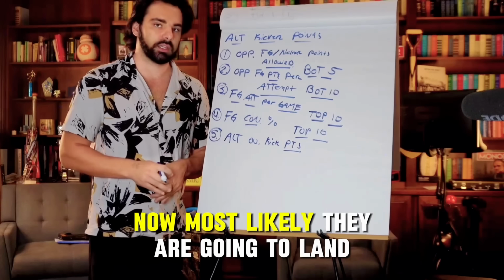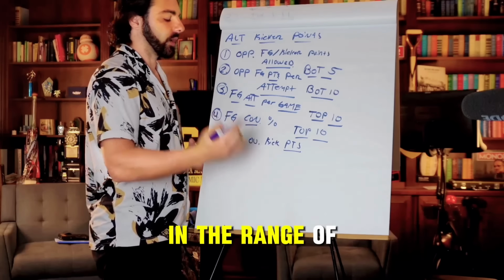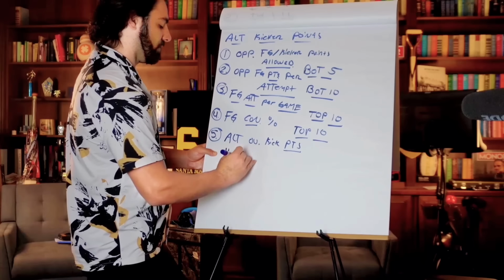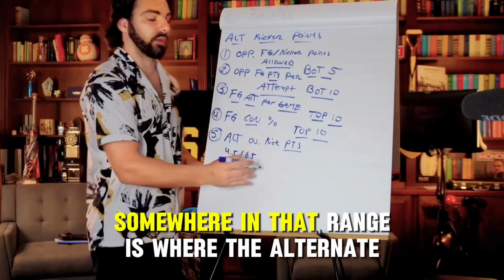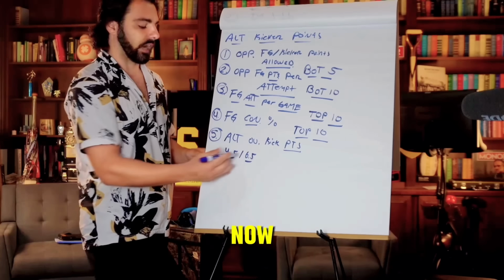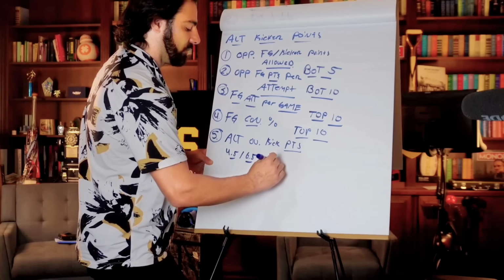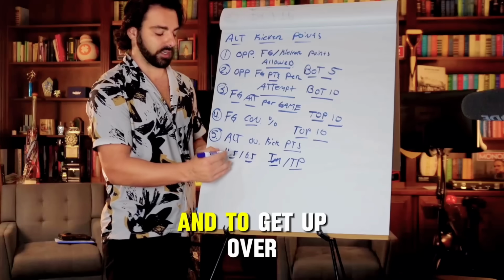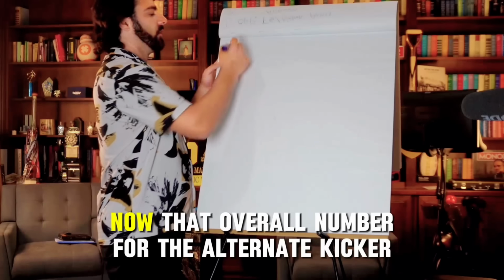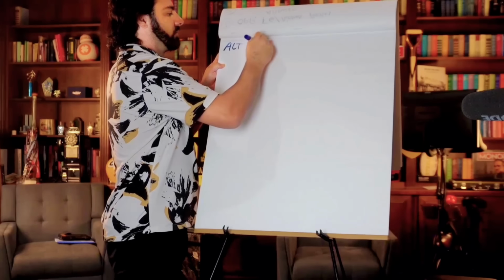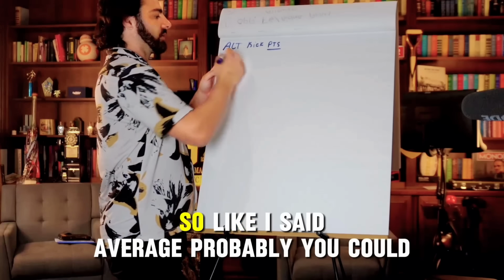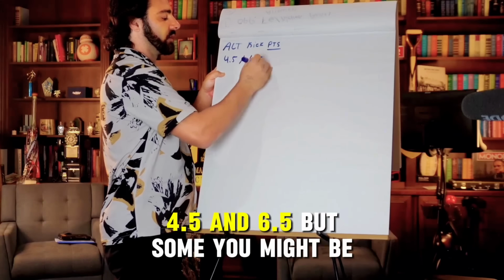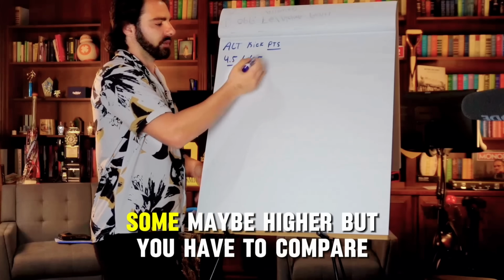Now most likely they're going to land in the range of, I'd say, anywhere from 4.5 to 6.5. Somewhere in that range is where the alternate points is going to land. Now what you have to do is compare the implied probability versus the true probability of that kicker being able to convert and get up over these numbers. That overall number for the alternate kicker points is going to be different for each kicker. Like I said, on average you could probably find between 4.5 and 6.5, but some you might be able to find a little lower, some maybe higher.